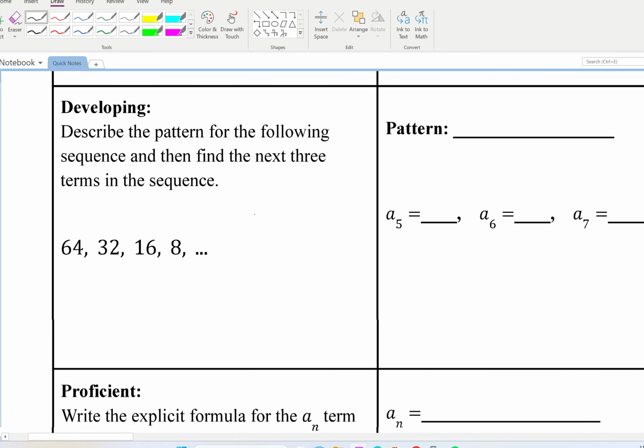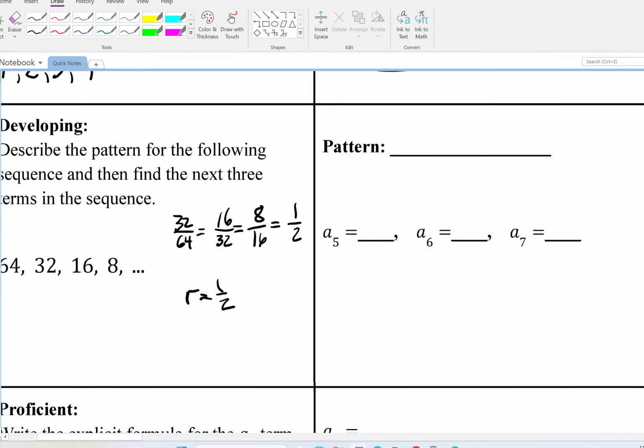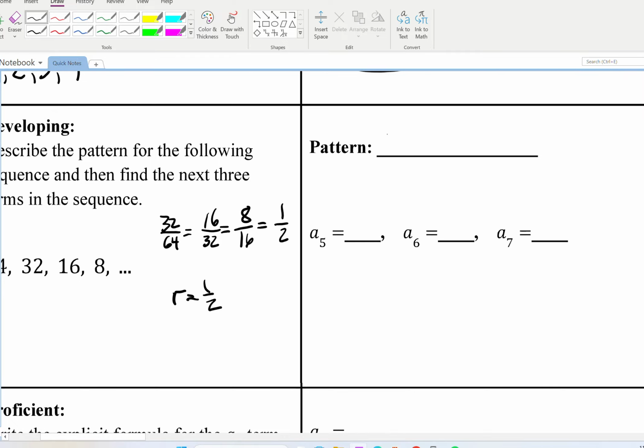But if you notice that you've got 32 divided by 64 and 16 divided by 32 and 8 divided by 16, all of these are equal ratios, and so there's a common ratio, and they all simplify to 1/2. And so my ratio is 1/2. So the pattern would be times 1/2 or divide by 2, and dividing by a number is the same as multiplying by its reciprocal.